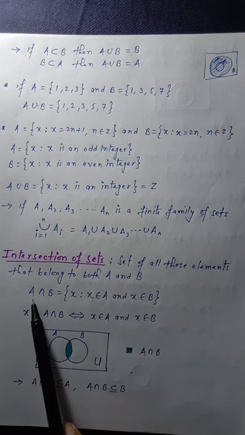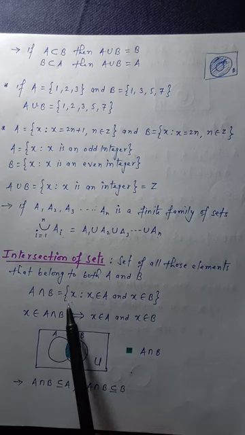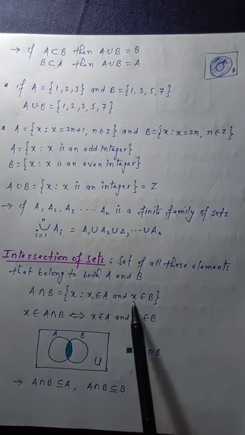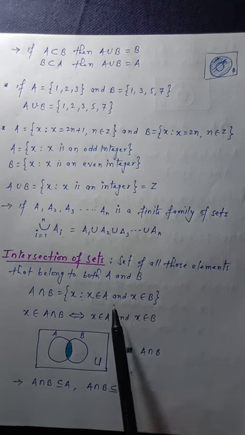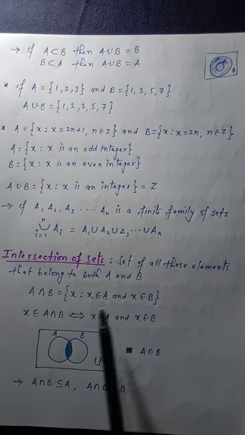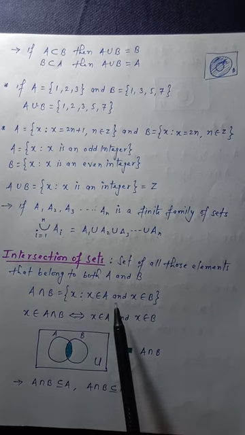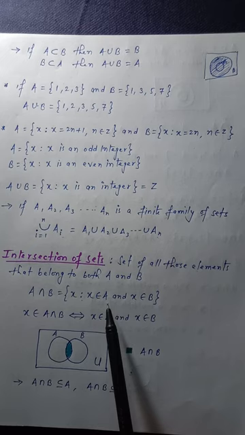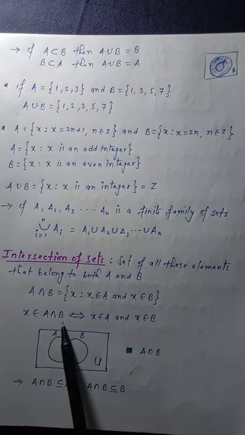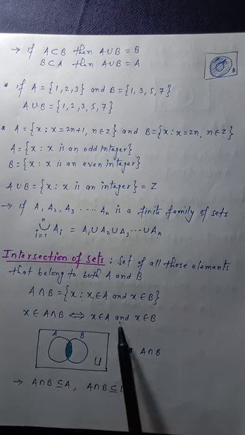So we will write A intersection B is equal to x such that x belongs to A and x belongs to B. Whereas in place of 'and', if I write 'or', it will become union. So this is the basic difference between union and intersection. In union we are not sure where x is, but in intersection x is present in both A and B. So when x belongs to A intersection B, we can say x belongs to A and x belongs to B.